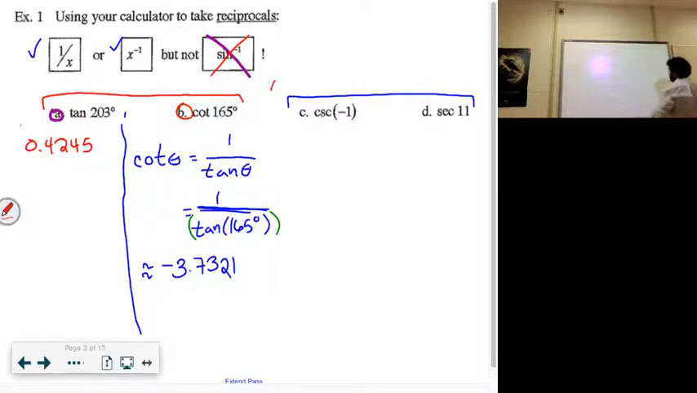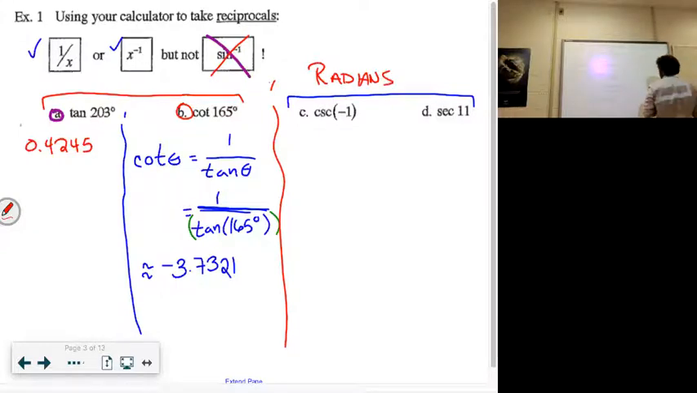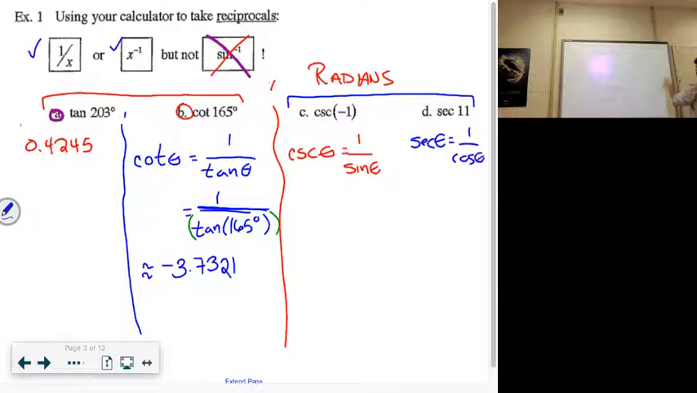Now, for the last two examples here, we're in radians. So you're going to have to switch your calculator to do work in radians. And if you remember, cosecant of theta is equivalent to 1 over sine of theta, and secant of theta is equivalent to 1 over cosine theta. So those are the two reciprocal concepts at that point.